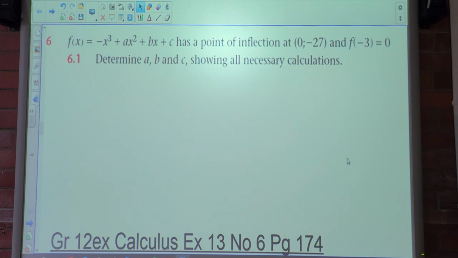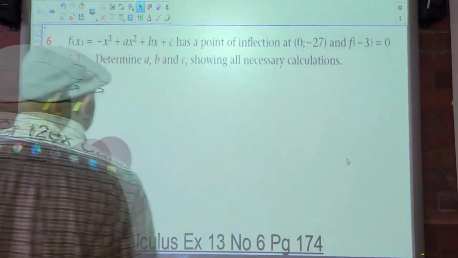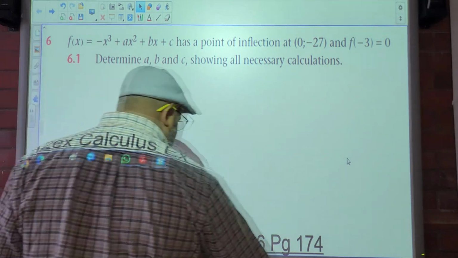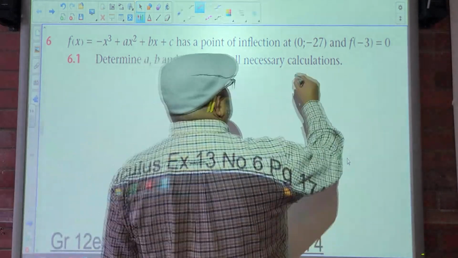So you are told that f of x equal to negative x cubed plus ax squared plus bx plus c has a point of inflection at (0; negative 27). So the point of inflection is at (0; negative 27). So that means this cubic function is actually going through that point, not so.